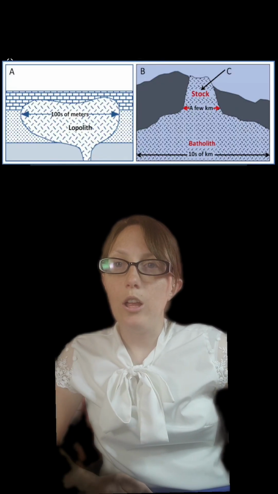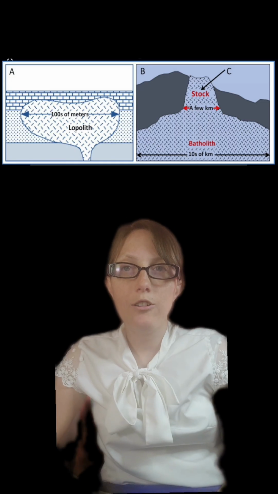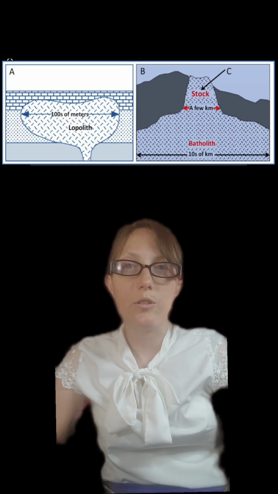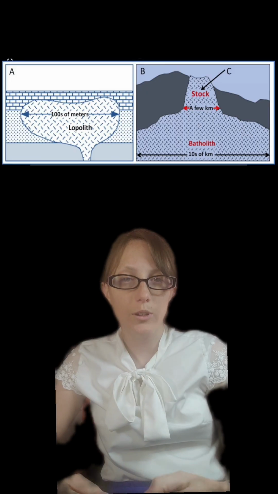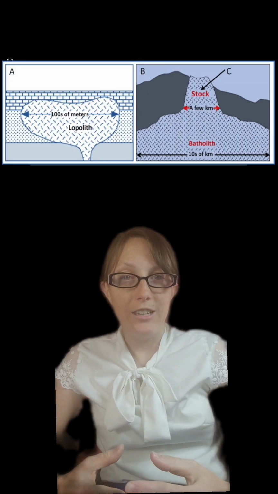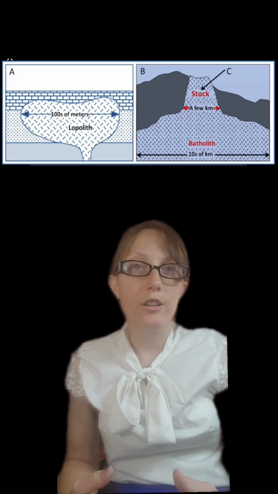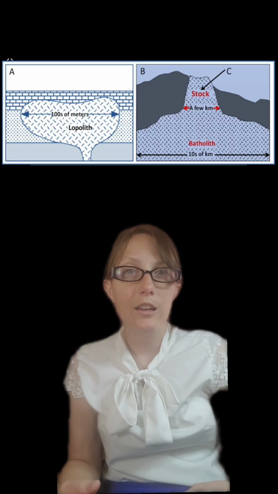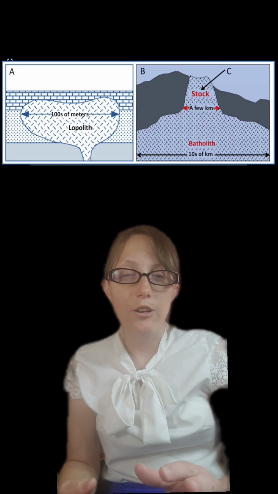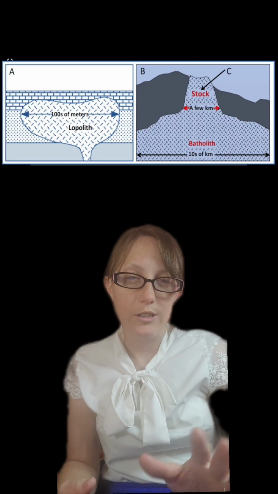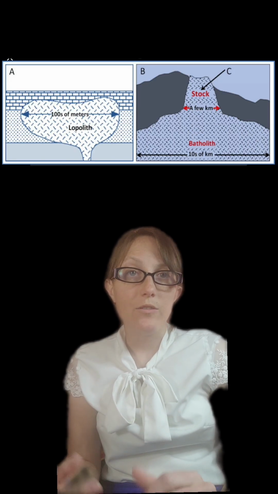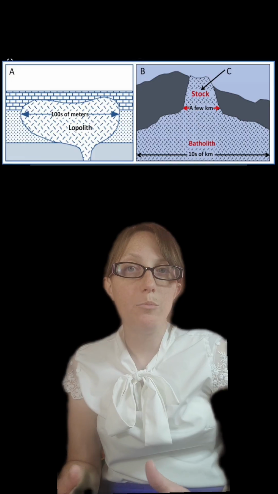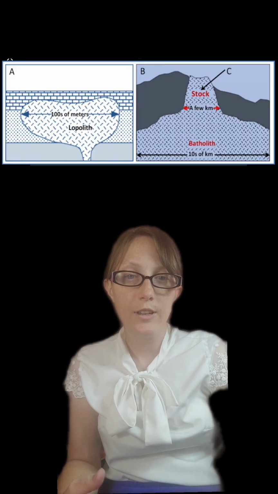There are lopoliths, which are large concordant igneous intrusions with a depressed concave central region. Batholiths, which are a large exposed area of mostly continuous plutonic rock exceeding 100 square kilometers, or about 40 square miles. And you have stalks, which are small, irregular shaped intrusions that are exposed to the surface.